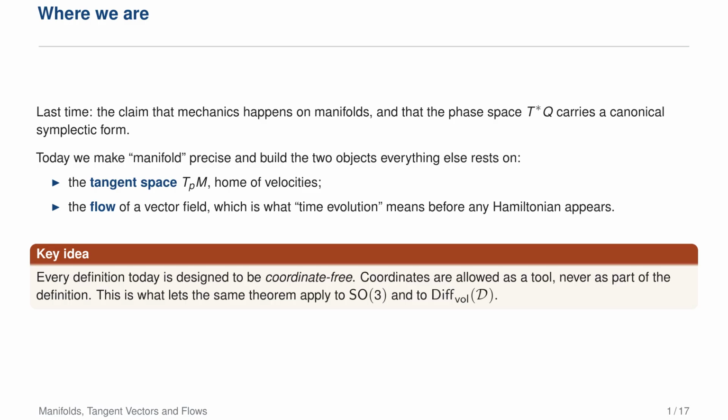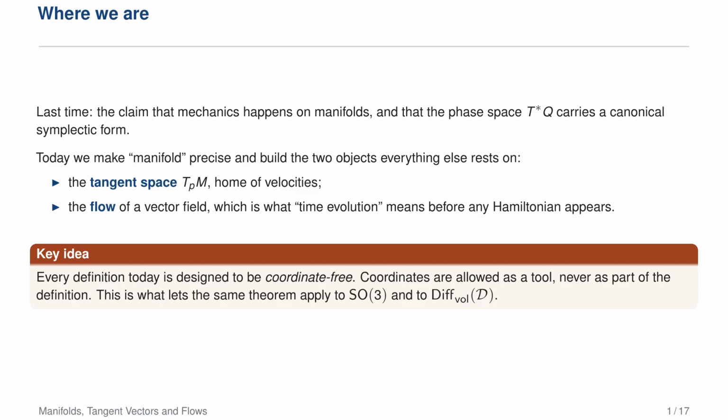Last time we made a claim and left it standing. Mechanics happens on manifolds, and the phase space T star Q carries a canonical symplectic form. We also met four systems we will return to all quarter: the free rigid body, the heavy top, the ideal fluid, and the Maxwell-Vlasov system. Today we make the word manifold precise. Then we build the two objects that everything later rests on.